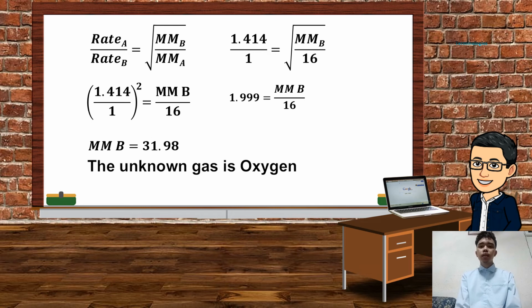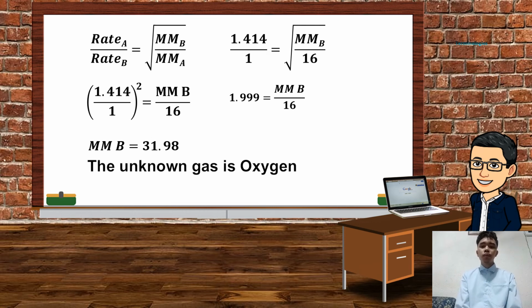Since methane is the given gas, we need to get its molar mass. The chemical formula of methane is CH4, the mass of carbon is 12, and the mass of hydrogen is 1 multiplied by 4, which is 4. So the total molar mass of methane is 12 plus 4 equals 16 grams per mole. Using the formula, we now have 1.414 over 1 is equal to the square root of molar mass of B over 16. The next step is to transfer the square root to the other side, so it will be 1.414 over 1 squared.